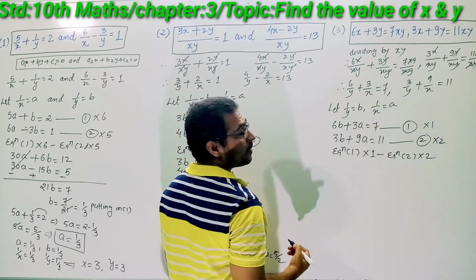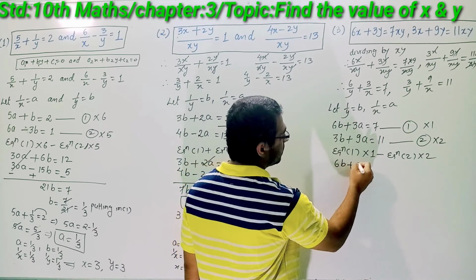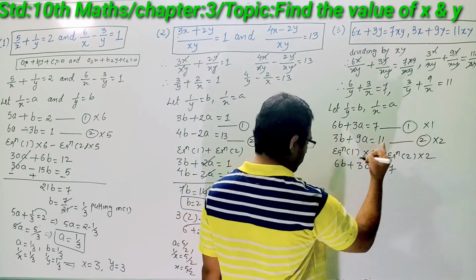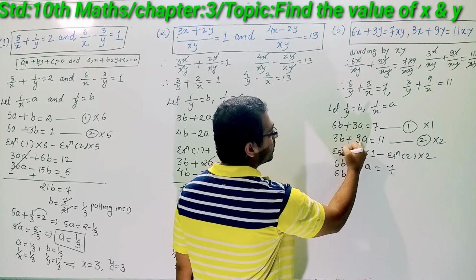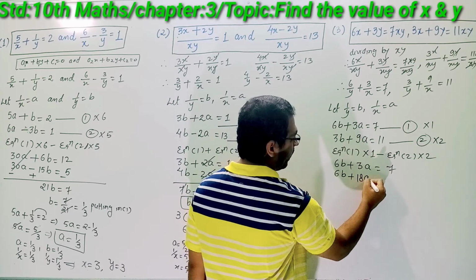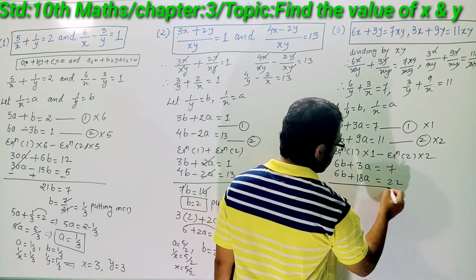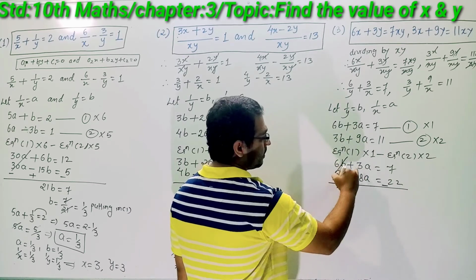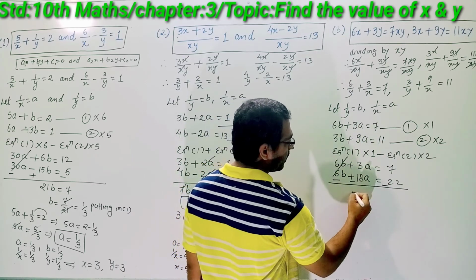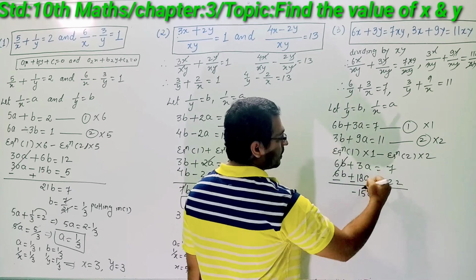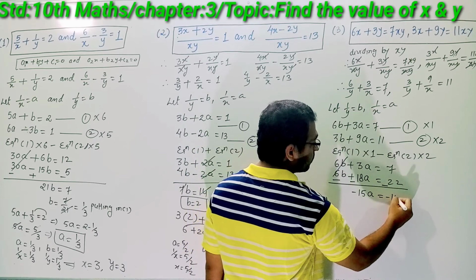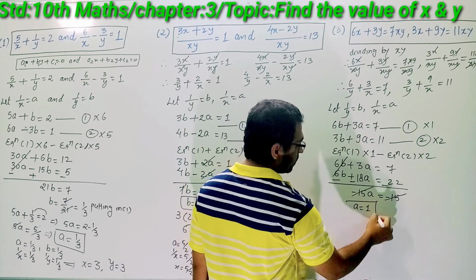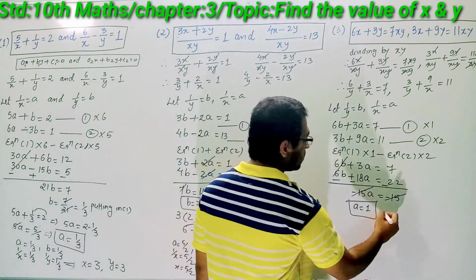So if we multiply equation 1 by 1, what are we getting? 6b plus 3a is equal to 7, and the second equation multiplied by 2 gives 6b plus 9 into 2, 18a is equal to 22. Okay, so we are subtracting, signs will be changed. 3a minus 18a is minus 15a, right? 7 minus 22 is minus 15. So minus 15a equals minus 15, the minus signs will be cancelled. So a is equal to 1.